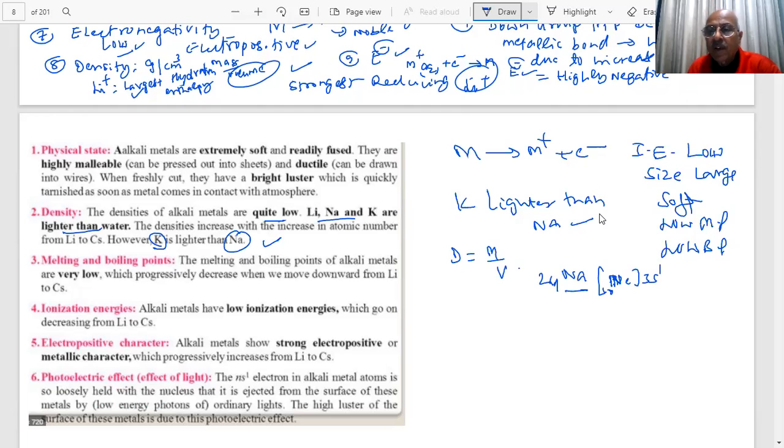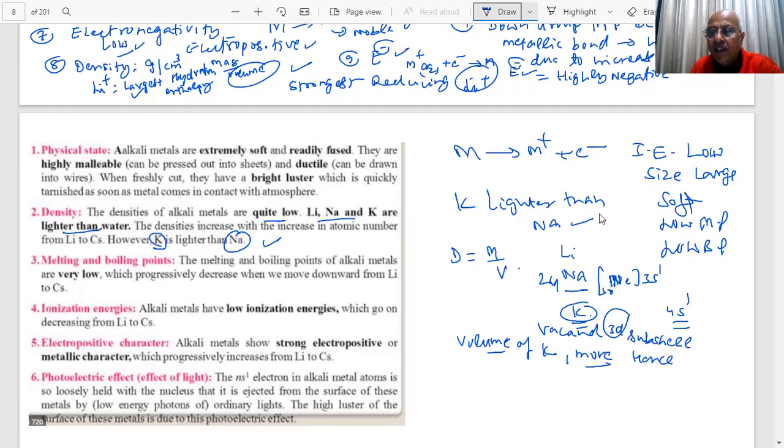And what about potassium? Lithium is second period, sodium third period, and potassium fourth. What is the electronic configuration of potassium? You have seen that potassium is 4s1. But before 4s, there will be a vacant 3d subshell also. Therefore, students, what happens? The volume of potassium becomes more. Hence, the density of potassium is less.